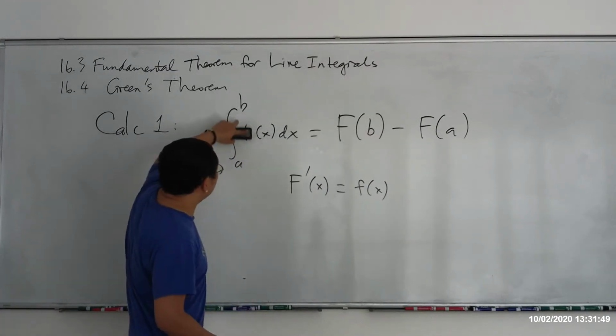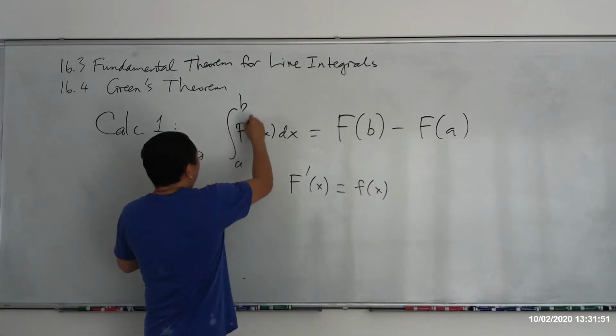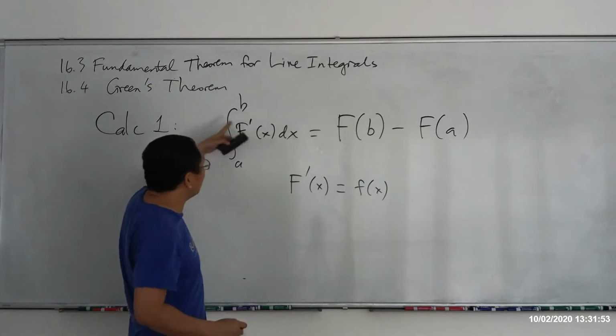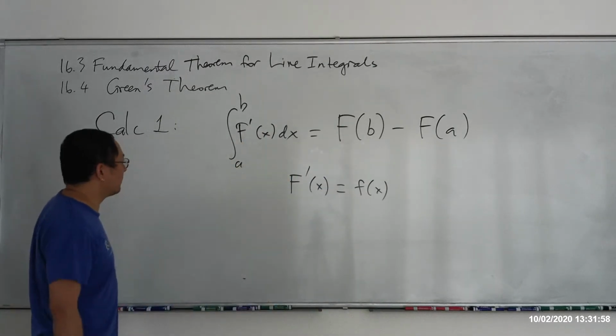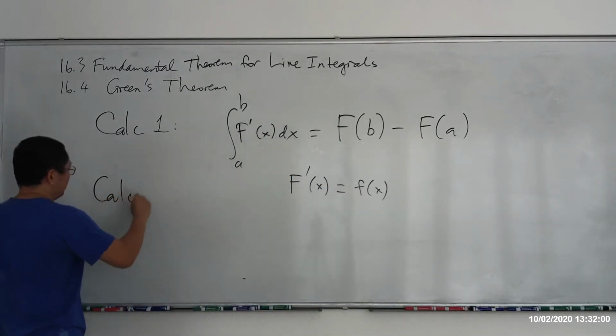Let's write it this way then. The integral of the derivative is f2 minus f1, or f(b) minus f(a). Now in Cal 3, the line integral.